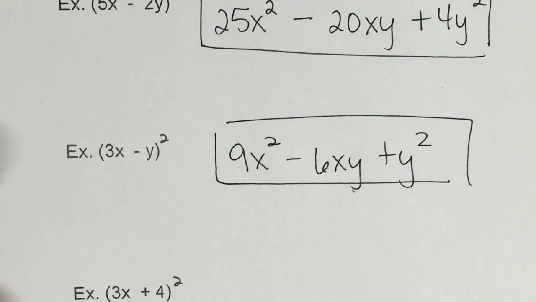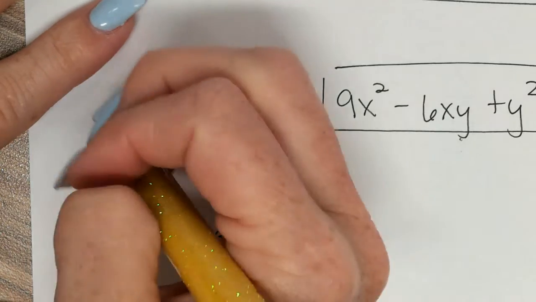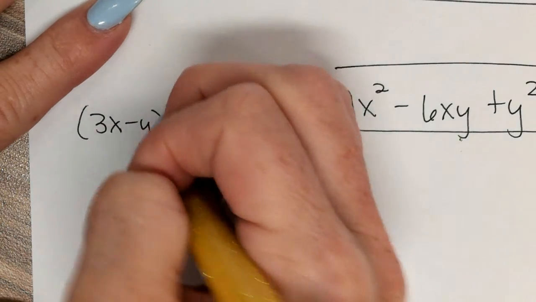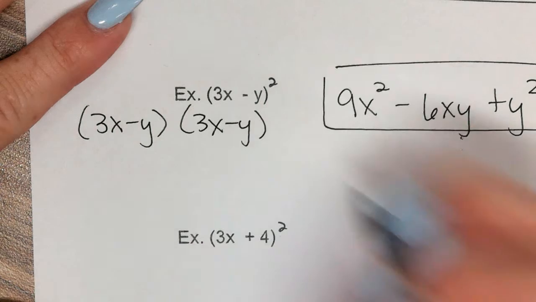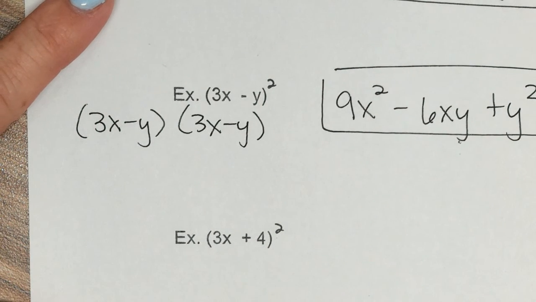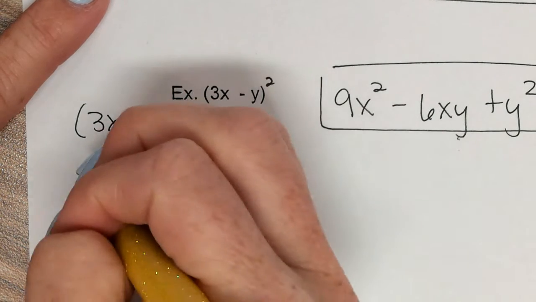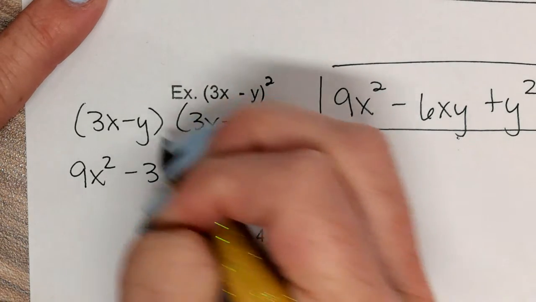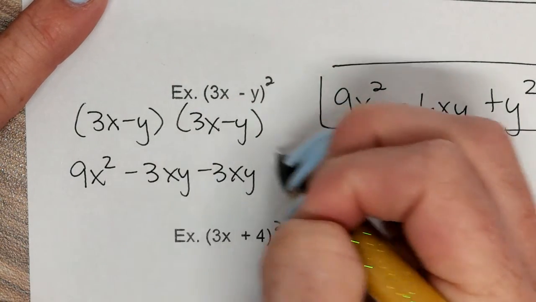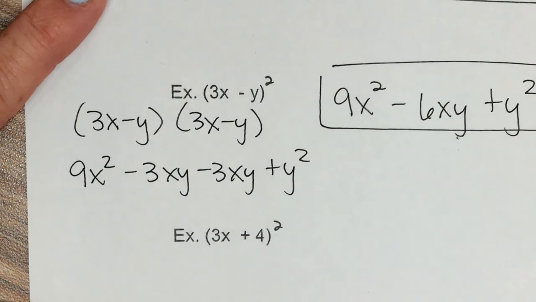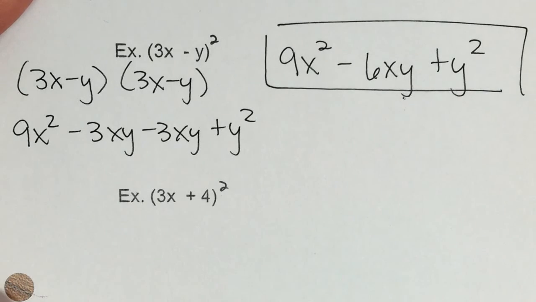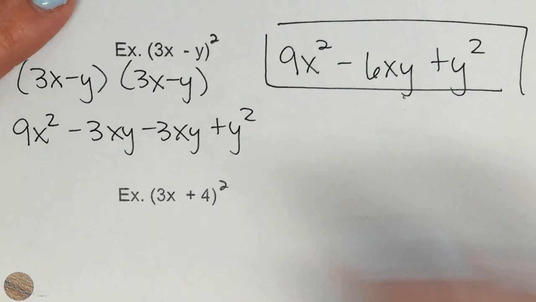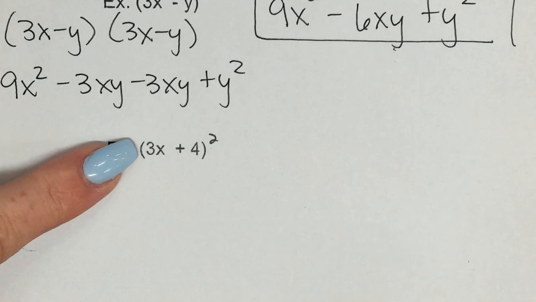For those of you looking at it like I have no idea what's going on, look, everybody look, you could do this. 3x minus y times 3x minus y, and you could go do FOIL. So first, 9x squared, outer, minus 3xy, inner, minus 3xy, last, plus y squared. Would you end up with the exact same answer? Yes.